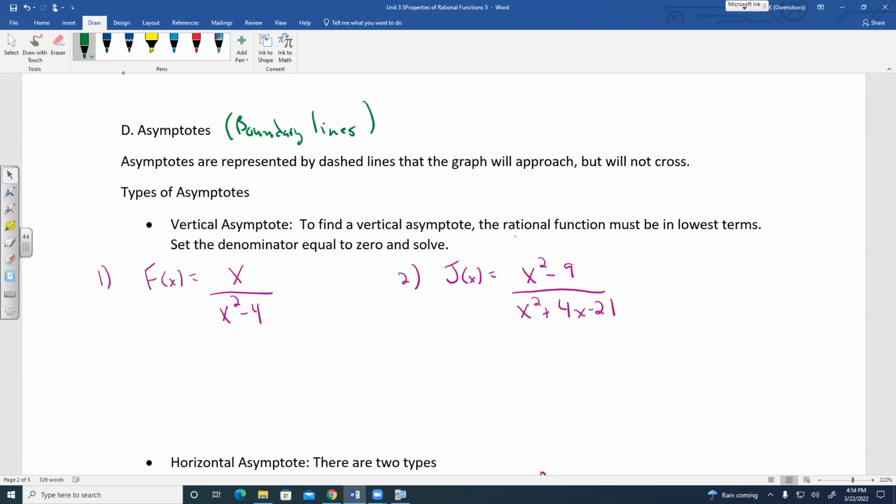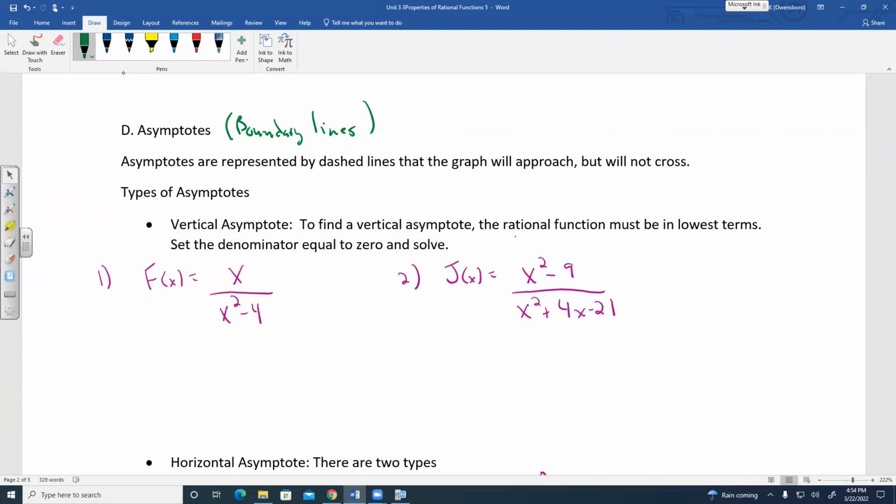So asymptotes are going to be represented by dashed lines, and the graph is going to approach these, but will not cross these typically. There are a few exceptions, but what we're going to deal with, nothing's going to cross. They're just going to approach these boundary lines, but they will never cross these boundary lines. That's what an asymptote is.